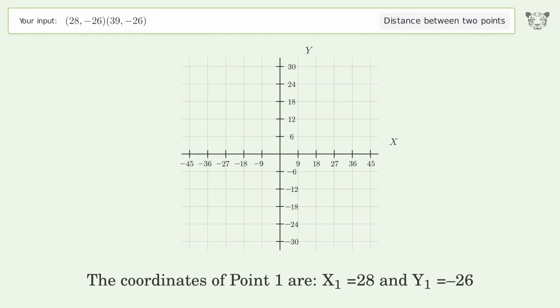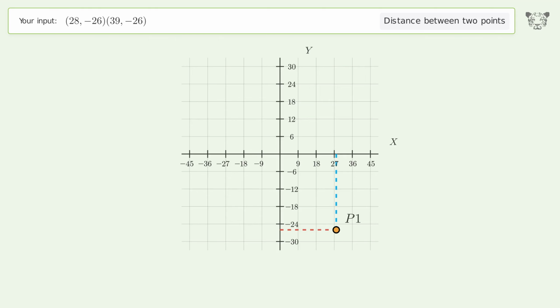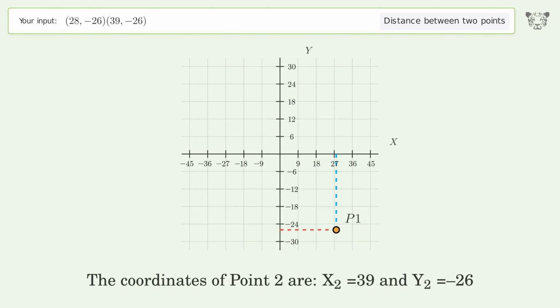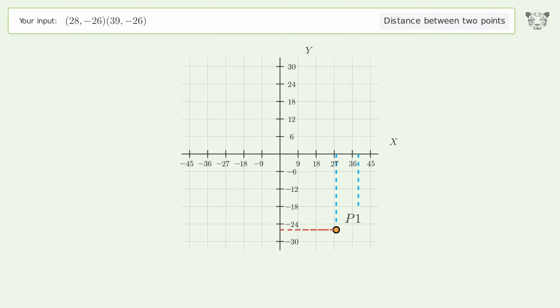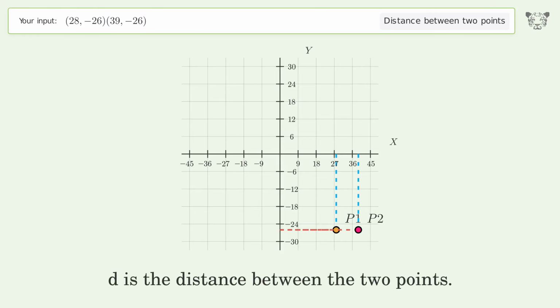The coordinates of point 1 are x1 equals 28 and y1 equals negative 26. The coordinates of point 2 are x2 equals 39 and y2 equals negative 26. D is the distance between the 2 points.